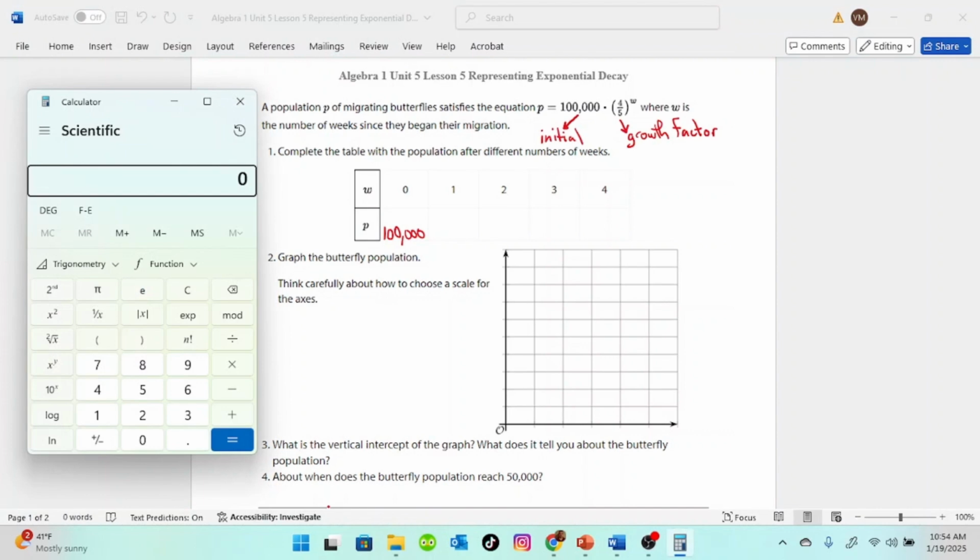Now what we're going to do is each week we're going to multiply the remaining population by the 4/5 of the population that remains. 4/5 is equal to 0.8. So we have 100,000 times 0.8, and we get 80,000.